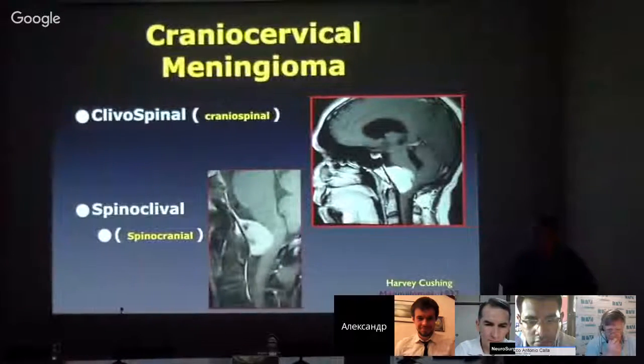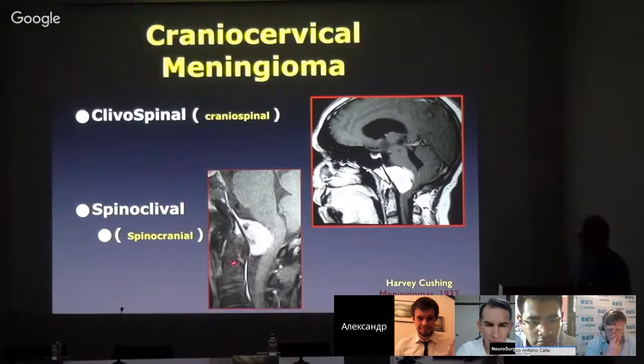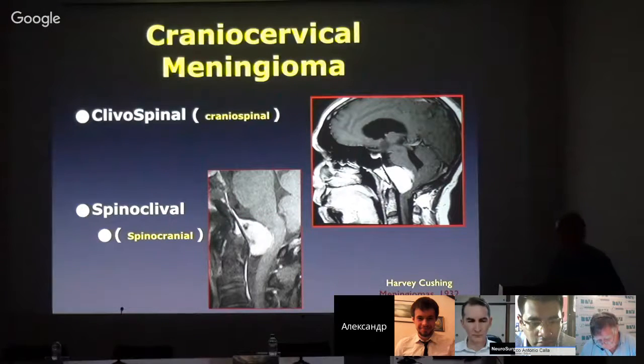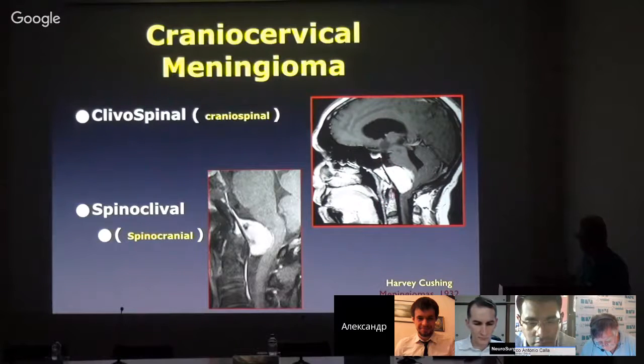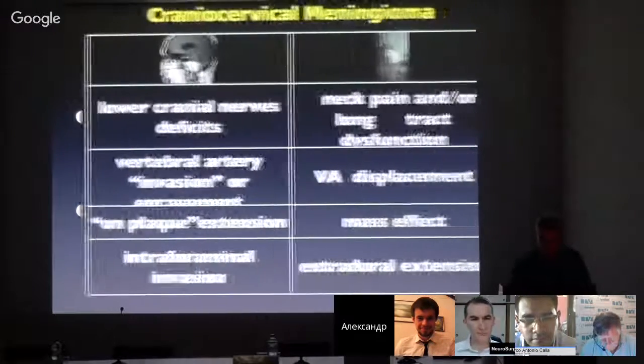And the other thing that is very important in the craniocervical junction: these look very similar, but are completely different. This tumor is coming from the spine to the cranium. There is a very nice arachnoid plane. This one is coming from the cranium to the spine. There is sometimes no clear plane with the brainstem and with the cranial nerves.